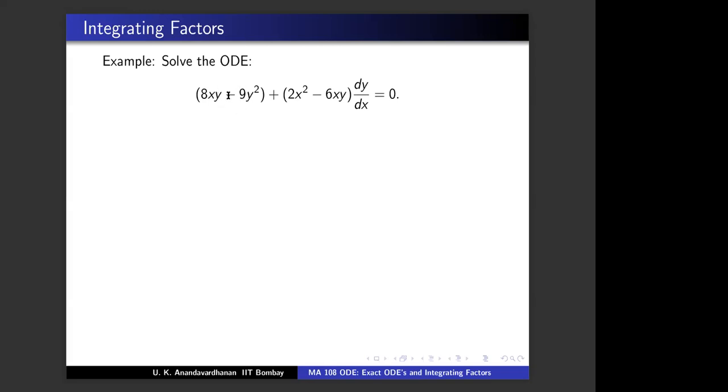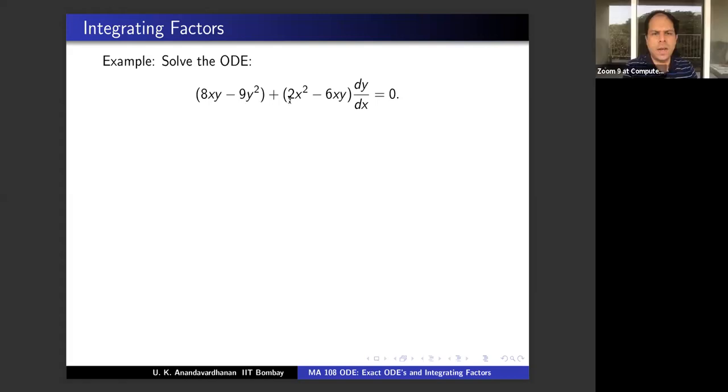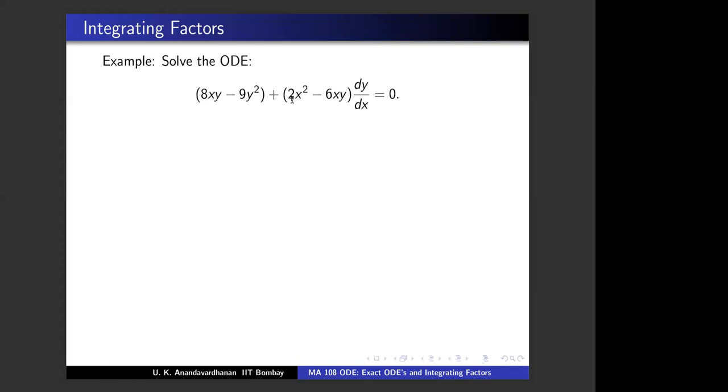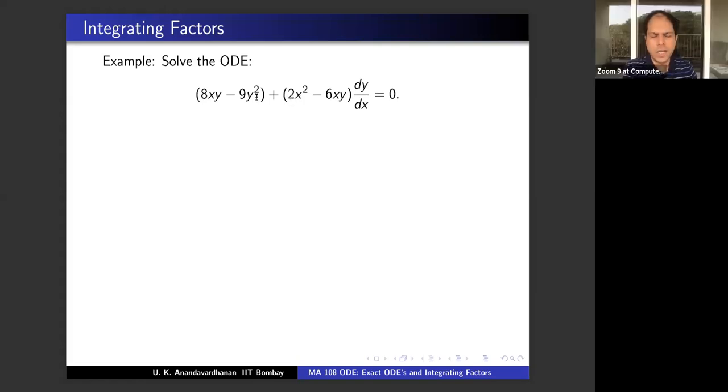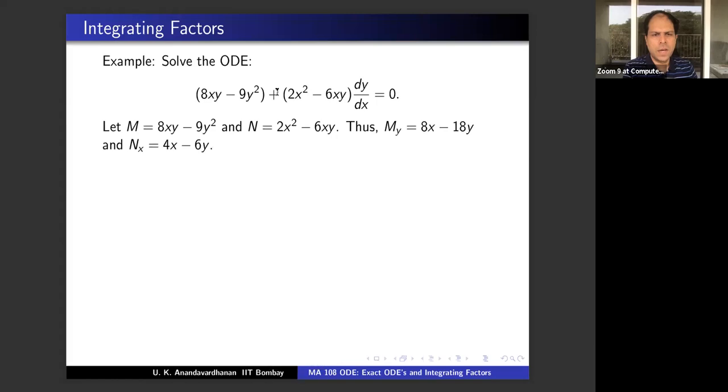My is 8x minus 18y. And what is Nx? 4x minus 6y. So they're not equal. Therefore, it's not exact. So let's hunt for an integrating factor. So M and N are different. My and Nx are different. So it's not exact. So here this conclusion is fine. As My is not equal to Nx, the given ODE is not exact, is fine, right?